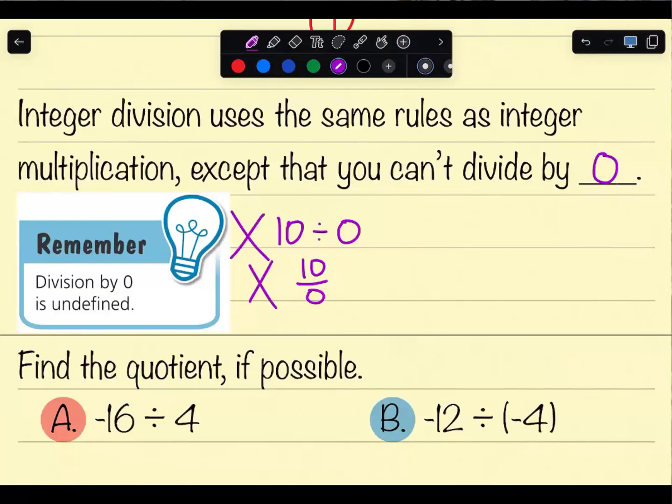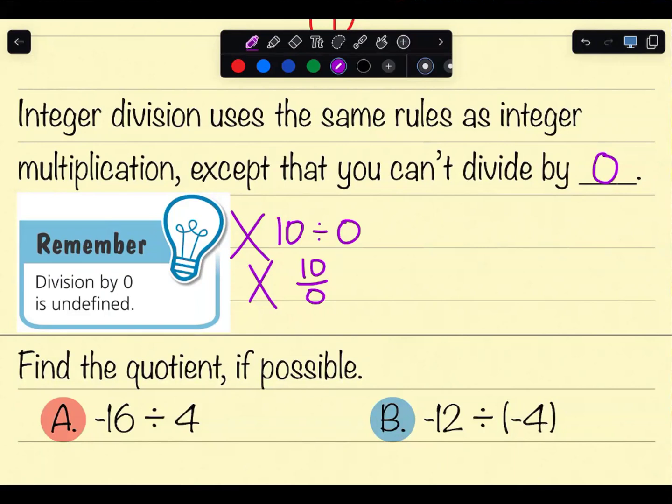Now, if you didn't want to divide it, you'd actually just be dividing it by 1. Let's say you had $10 and you didn't want to share it with anybody. You'd be dividing by 1 because you're keeping it to yourself. But you can't take $10 and split it into nothing. That doesn't make sense.